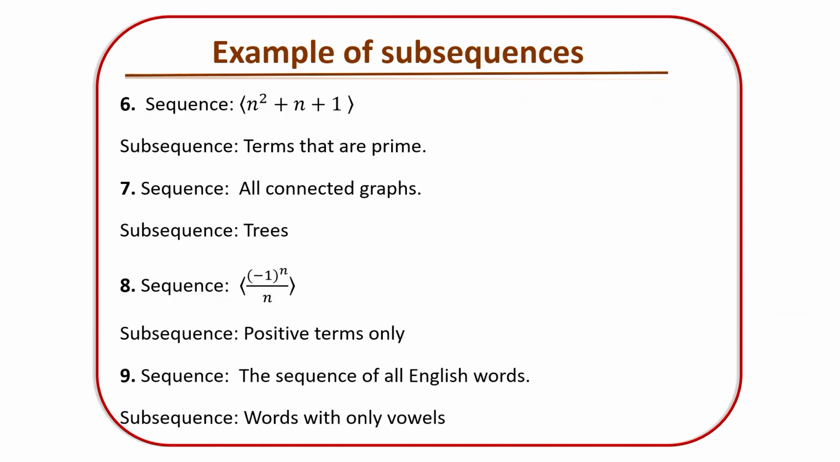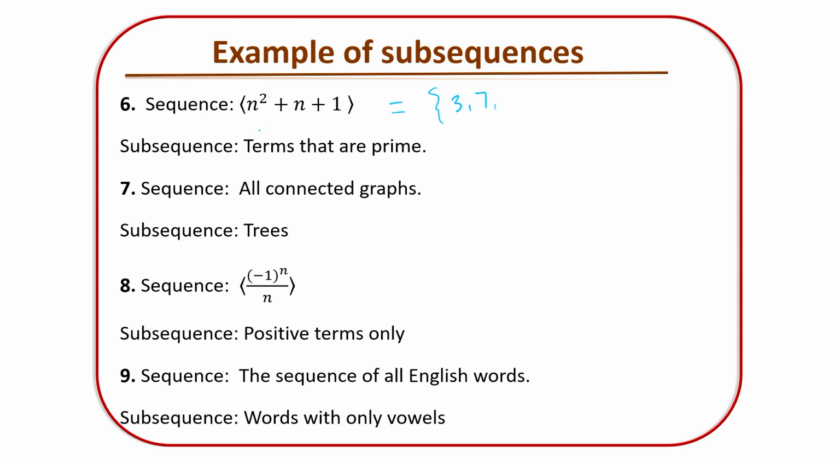Similarly, consider the sequence n squared plus n plus 1, and I will choose the subsequence of terms which are prime only. So let me explore it for you. Write down this sequence. Put n equal to 1. If you put n equal to 1, it is 1 plus 1 plus 1, equal to 3. So the first term of this sequence is 3, right? Now look for the second term. Put n equal to 2. So 4 plus 2 plus 1 is equal to 7, right?